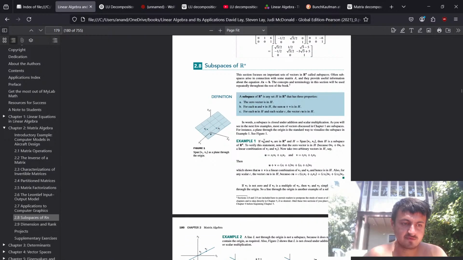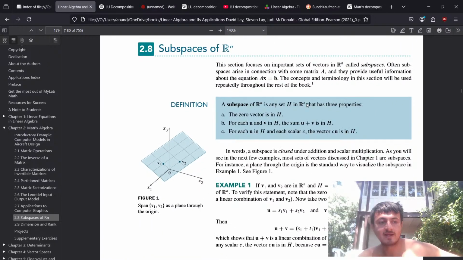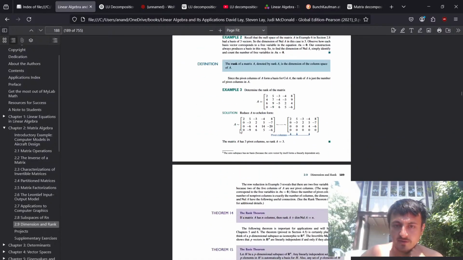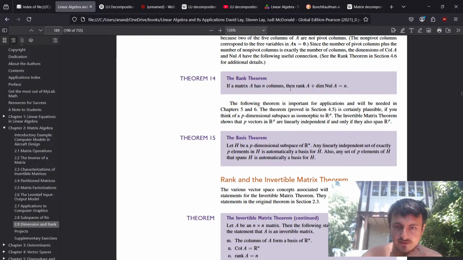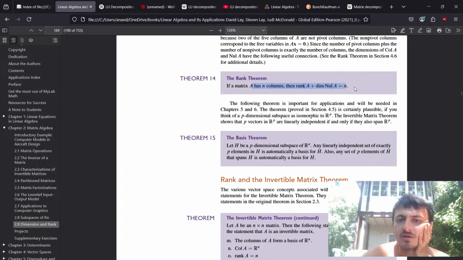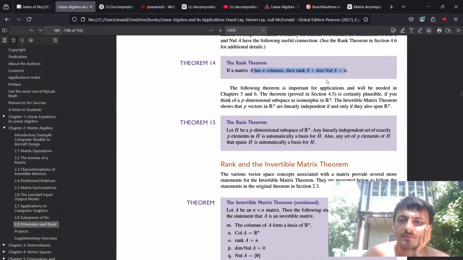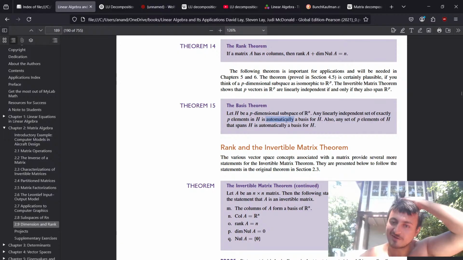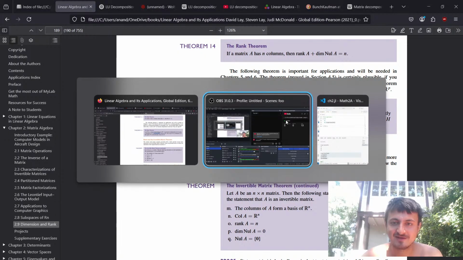That's subspaces of Rn and dimension and rank. Rank nullity is probably defined in here. Theorem. The rank theorem. Yeah, there you go. Rank nullity. They call it just the rank theorem. I've never seen "automatically" used in a theorem before. It's kind of funny.